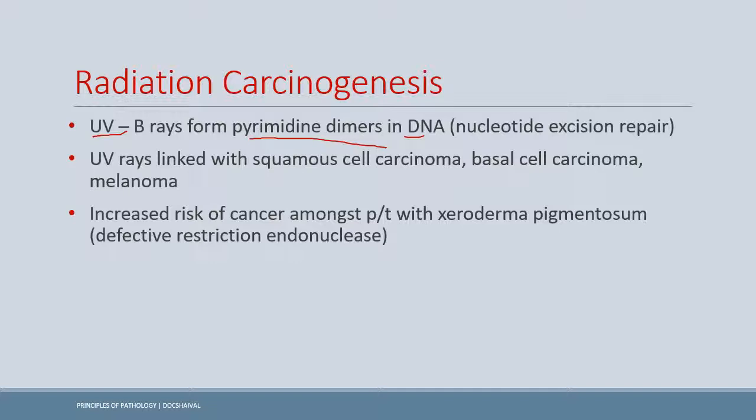Now, the associations with UV rays are squamous cell carcinoma, basal cell carcinoma, and melanoma of the skin. Okay. Can you recall one of the diseases in which we have defective endonuclease? Yes, that's xeroderma pigmentosum. Can you imagine what would happen in xeroderma pigmentosum because of the defective nucleotide excision repair? That would lead to increased propensity of cancer, squamous cell carcinoma, basal cell carcinoma, and melanoma because of UVB exposure.